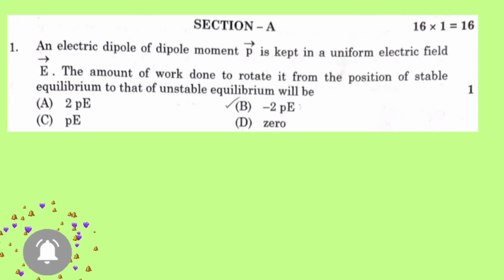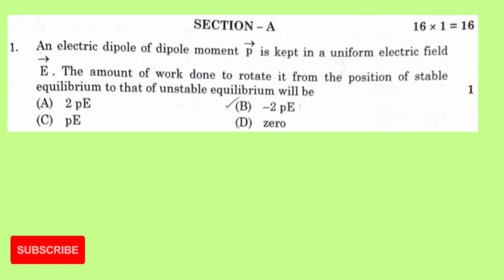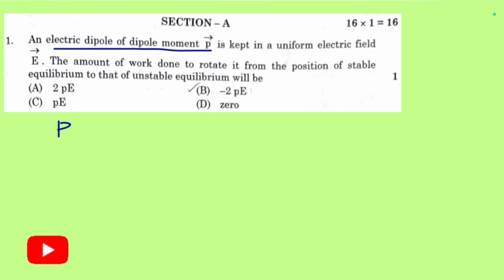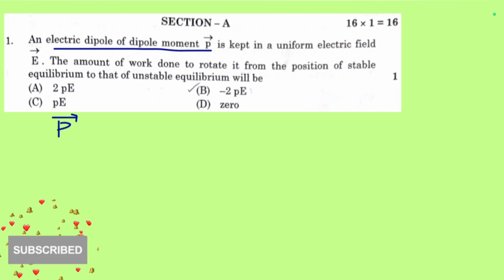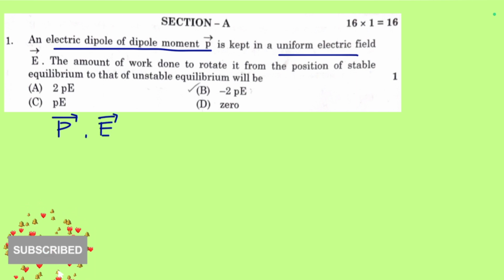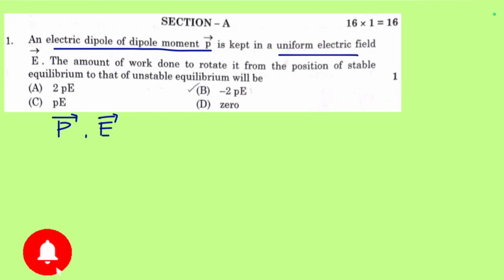You can see the question is given on the screen. That is the first question of the MCQ section. An electric dipole of dipole moment P is kept in a uniform electric field E. I know that a dipole is a system of two equal and opposite charges which are separated by some distance between them.